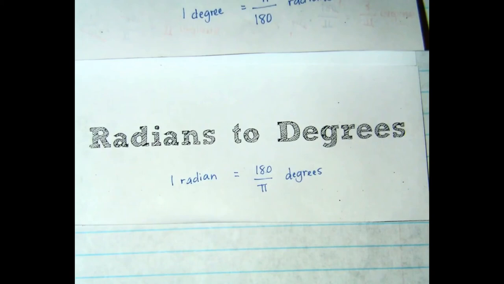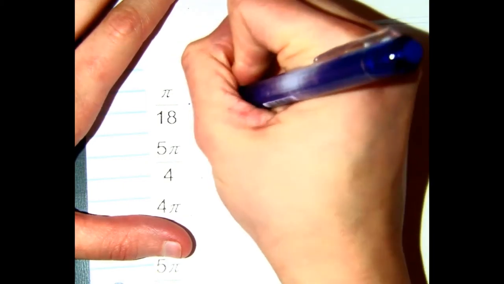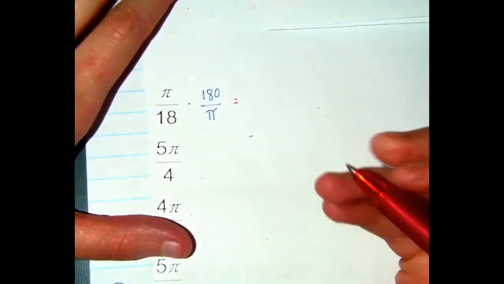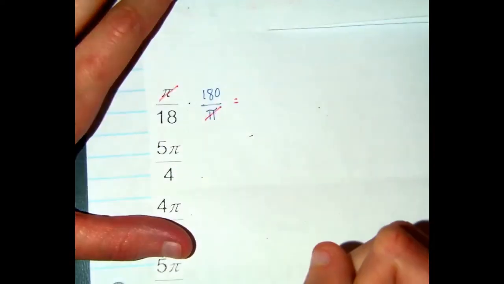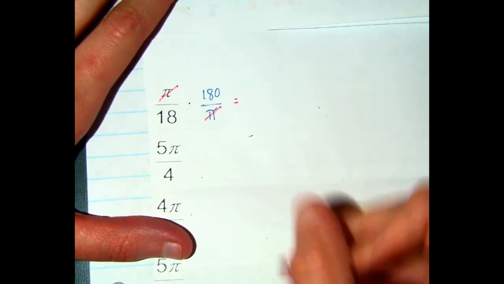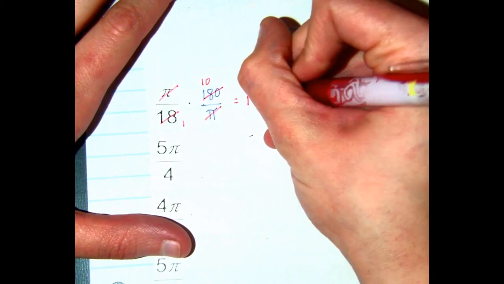Alright, let's open that and do an example with that. So, with the first one, we are going to multiply by 180 over pi. What happens with pi and pi? They divide to give you 1. Then I have to reduce 180 over 18. 10, and that becomes just 10 degrees.